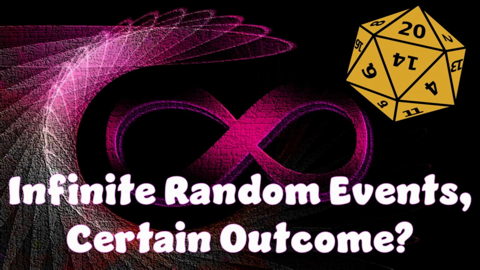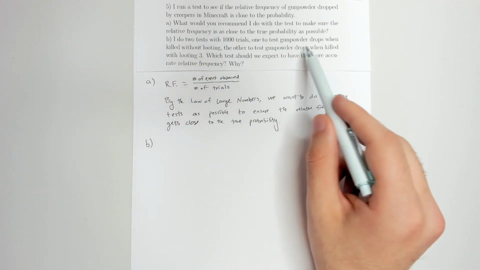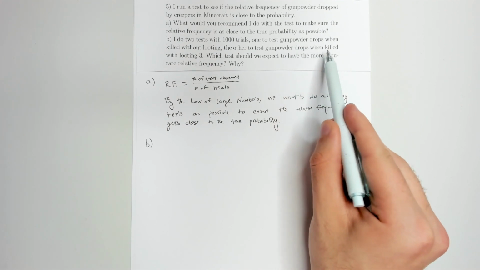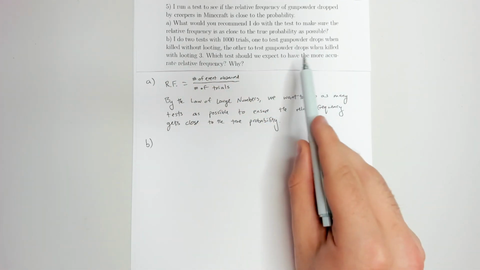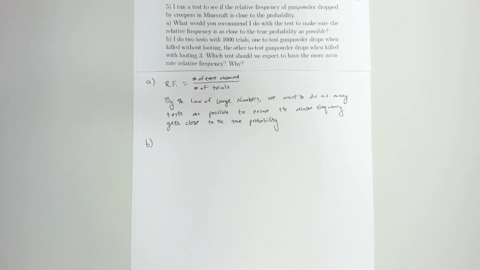So part B then says, I do 2 tests with 1,000 trials. One to test gunpowder drops when killed without looting, the other to test gunpowder drops when killed with looting 3. Which test should we expect to have the more accurate relative frequency, and why?